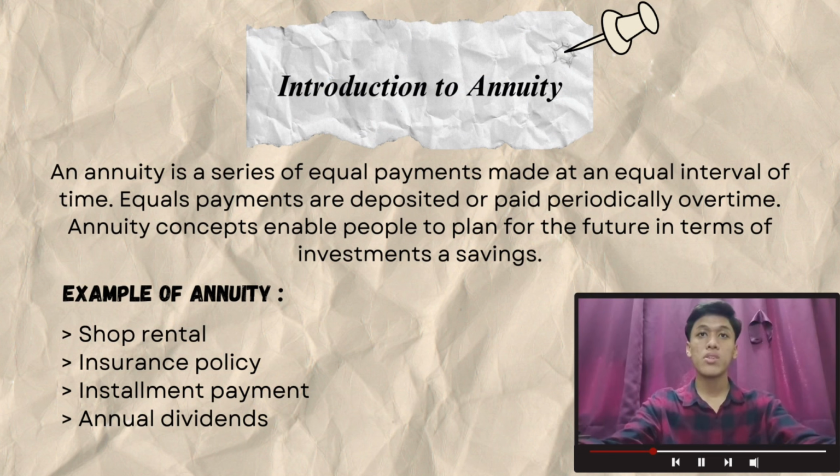An annuity is a series of equal payments made at equal intervals of time. Equal payments are deposited or paid periodically over time. Annuity concepts enable people to plan for the future in terms of investment or saving. Examples of annuity are job rental, insurance policy, installment payment, and annual dividends.